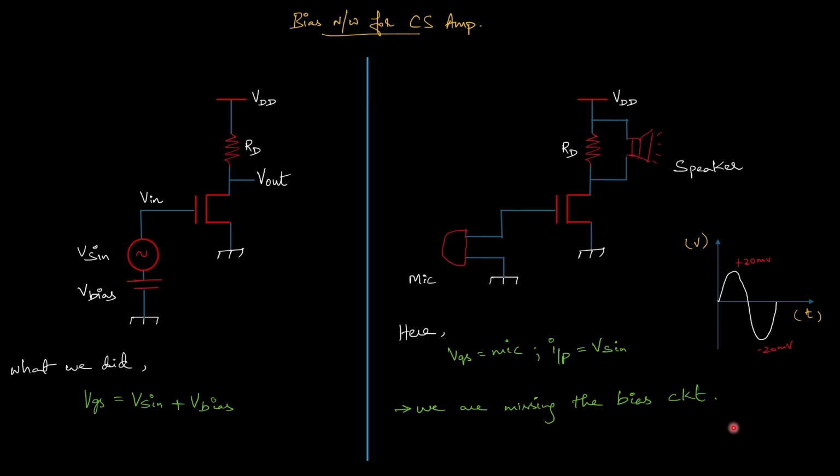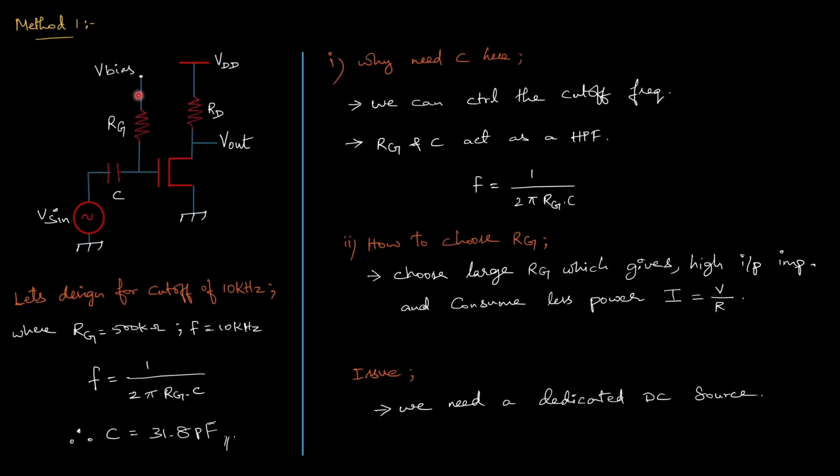Now let's try to design the bias circuit. So this is method 1. Method 1 is external bias with the coupling capacitor. The simplest method is to use an external DC source and couple the AC signal through the capacitor. This capacitor blocks DC and allows only the AC signal.